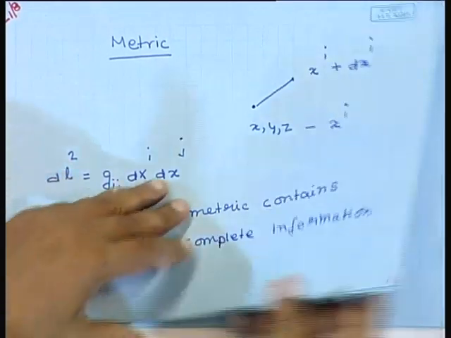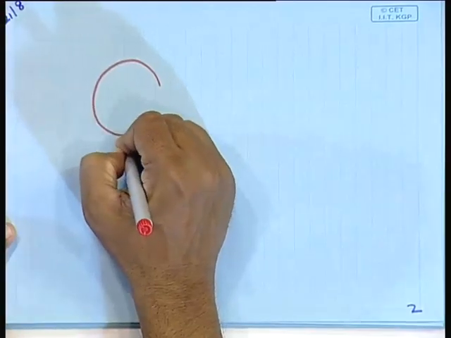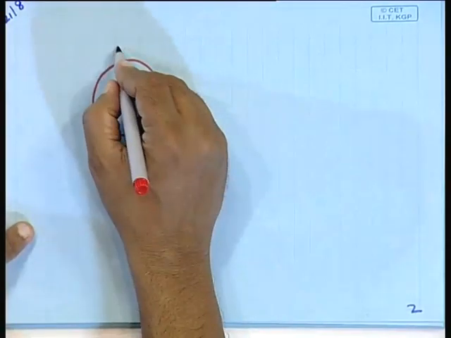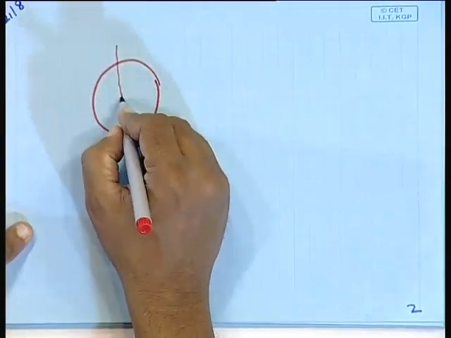Now, we had considered an example. So, let me just go back to the example for a few minutes. The example that we had considered was the surface of a sphere in 2D. So, we had considered the surface of a sphere which is a 2-dimensional space. So, I can embed this in 3 dimensions.